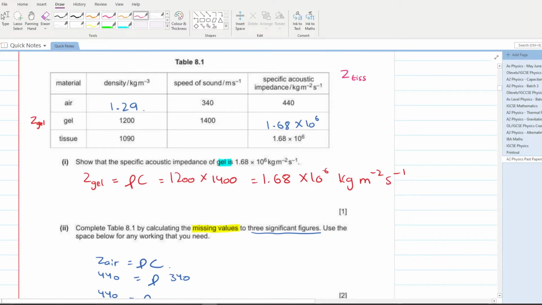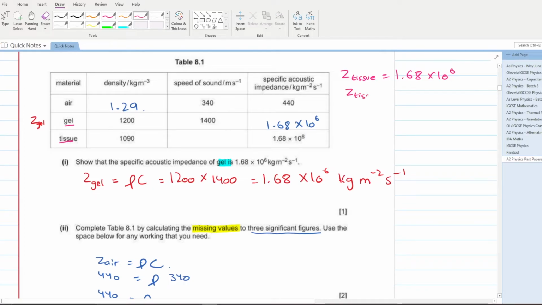The specific acoustic impedance of tissue is what? 1.68 × 10^6. One surprising thing I see here is the specific acoustic impedance of gel and tissue are both the same. These two values are the same. Let's see how we will utilize it in the coming questions.